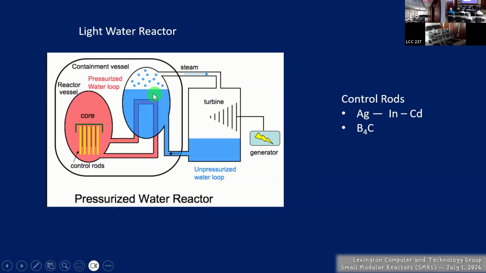The water comes in and heats the secondary chamber, which is water, and creates steam. Steam runs to spin a turbine, goes to a generator, and then the water goes back into this bath here and circles around and around. You can use silver, indium, cadmium; we use boron carbonate for your rods. That's a pressurized water reactor. And here's the full containment vessel that we have.